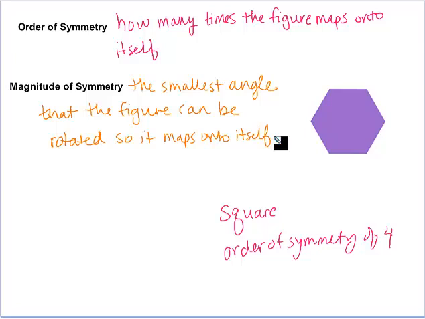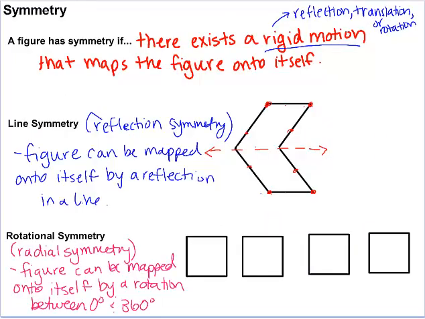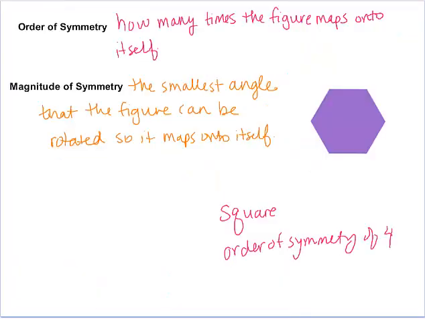So what does that mean? Well, for our square, in this example back here, what we were doing is we were saying, okay, how many degrees do I have to rotate this before I get it back? And we said, well, we rotated it 90 degrees, and we got the same figure back. So the square has a magnitude then of 90 degrees.